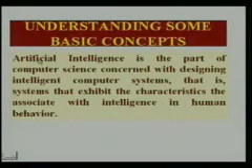Now, how can you define artificial intelligence, this branch of computer science? Let me give you a proper definition of AI. I told you in the beginning that the expert system is one branch of AI. AI, or artificial intelligence, is the part of computer science concerned with designing intelligent computer systems, that is, systems that exhibit the characteristics we associate with intelligence in human behavior.